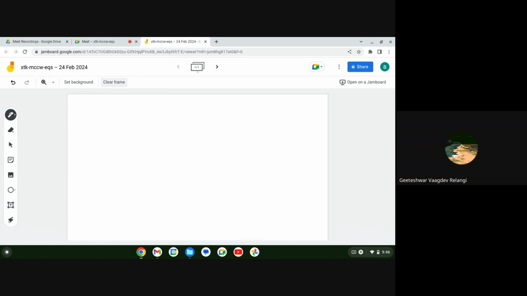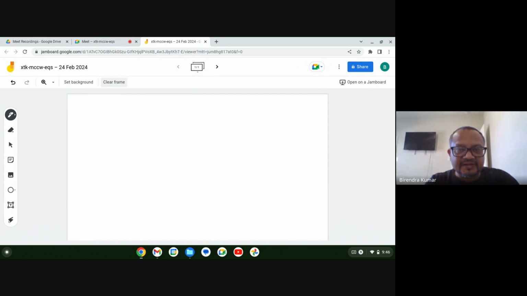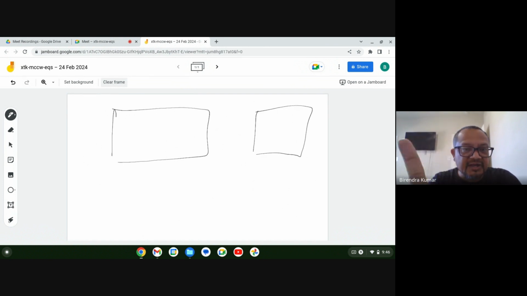So I was again just doing a recap. We are on the top of the hour. Let's quickly finish it off. So if you look at a rectangle and a square, the main difference is a square has all four sides the same, a rectangle doesn't. A rectangle only has opposite sides the same.